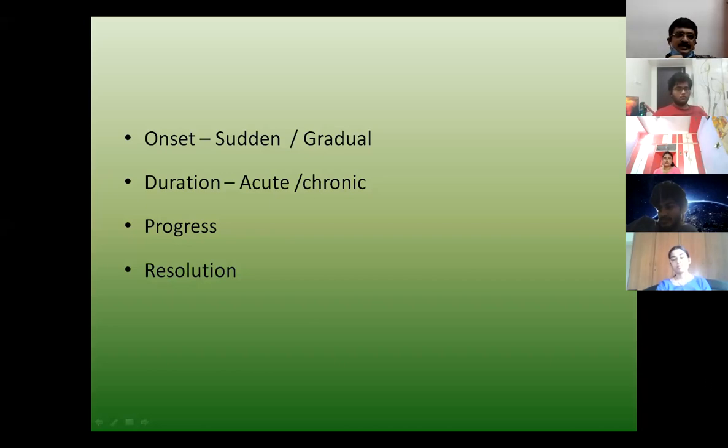Then comes the resolution. Suppose today there is a swelling. When you see the swelling tomorrow, the swelling has come down. It means the swelling has resolved on its own. That we call as resolution. Sometimes these swellings don't come down in size. They progress and lead to certain complications. So at that time, the progress can lead to a complication.